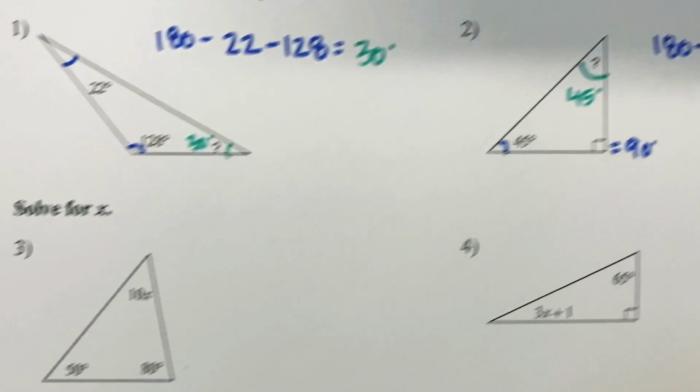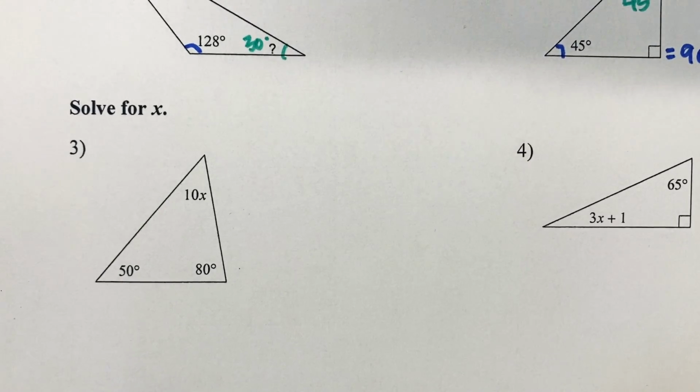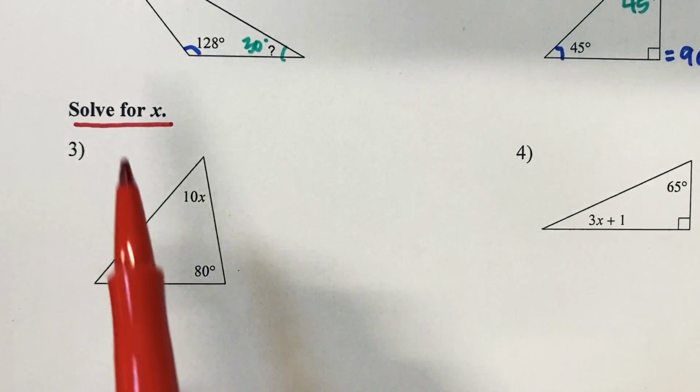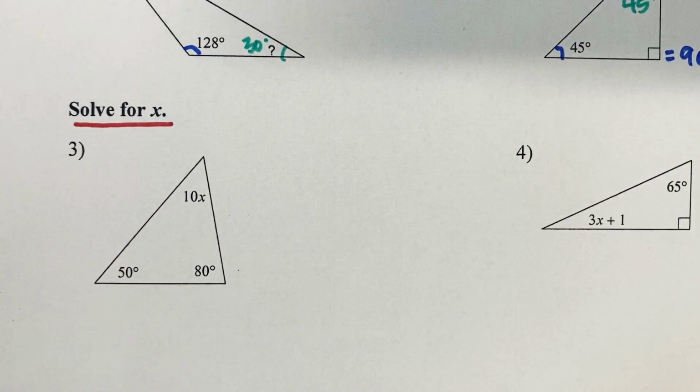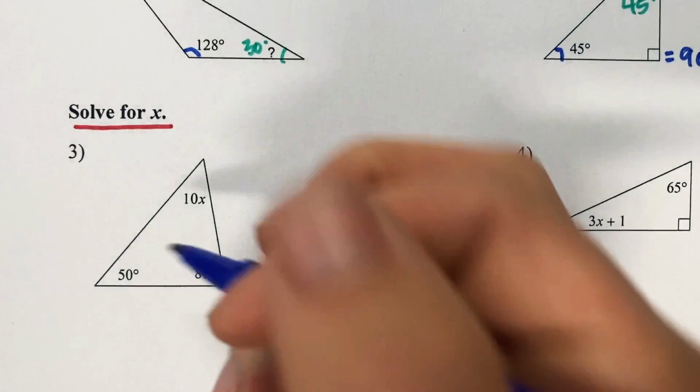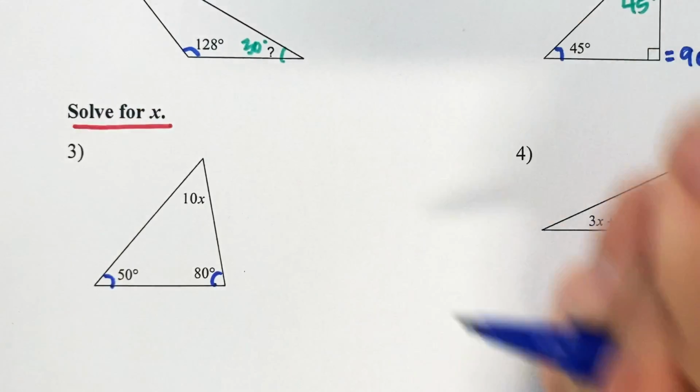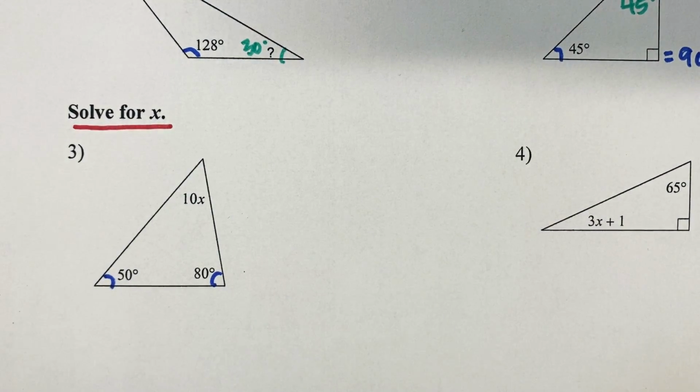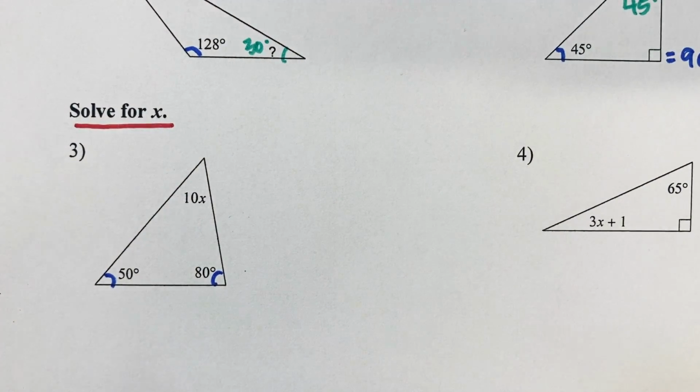Now let's look at 3 and 4. Again, let's look at the directions here. It's not asking us to find the missing angle, it's asking us to solve for x. First thing we're going to do, just like in numbers 1 and 2, is identify the two angles that we know that it gives us. In number 3, it gives us 50 and 80.